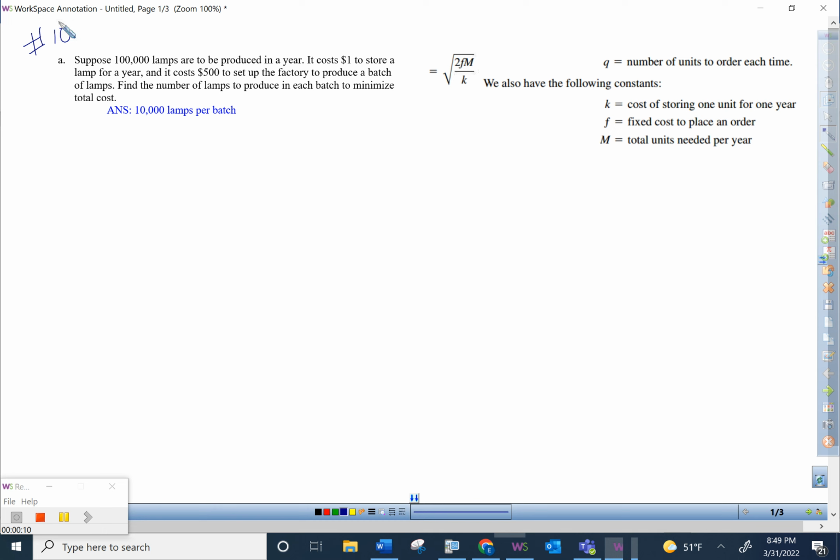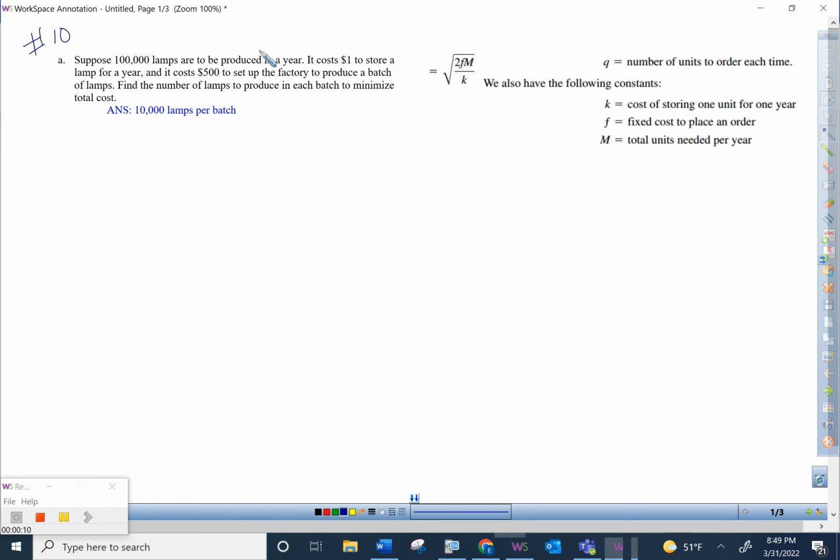So first part here it says, suppose 100,000 lamps are to be produced in a year. It costs $1 to store a lamp for a year and $500 to set up the factory to produce a batch of lamps. Find the number of lamps to produce in each batch to minimize the total cost.